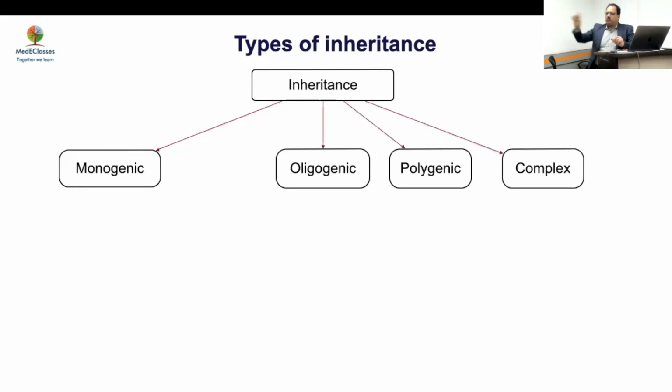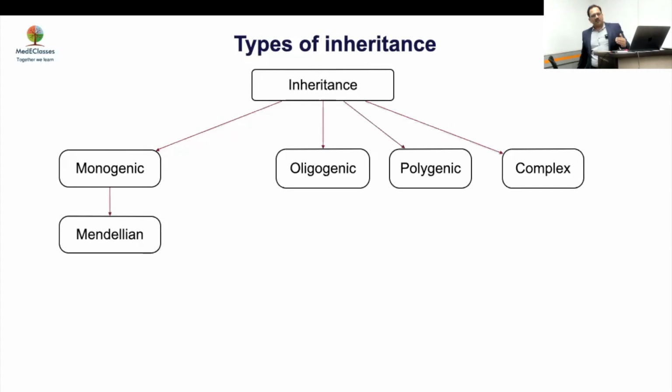Most of us deal with monogenic conditions when we talk about endocrine genetics. And monogenic can be Mendelian, so that they follow Mendel's law, which are, Pratik, the 3 laws of Mendel.